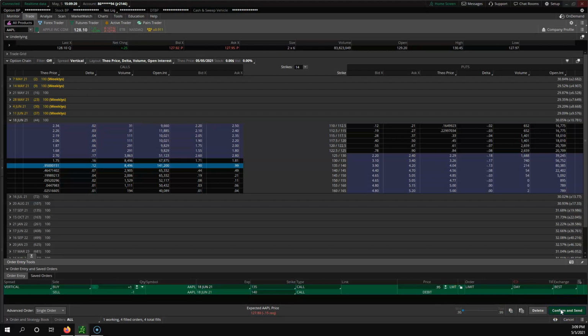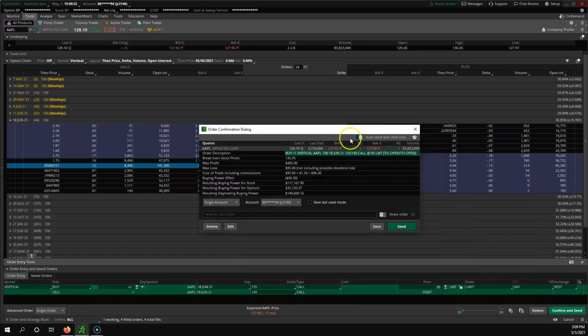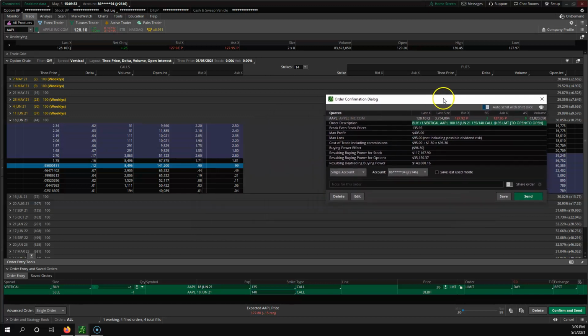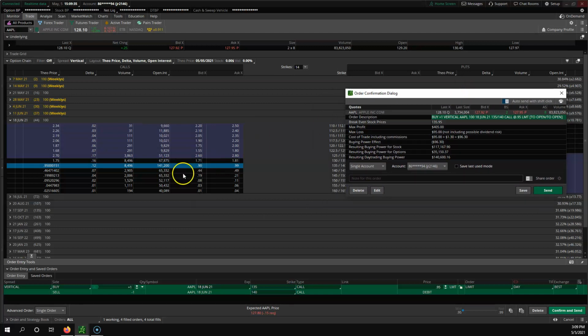So we're going to click on confirm and send one time, and let's take a look to see what this is, right? We're going to buy one vertical call. Our break even is 135.95. Why is it 135.95? Well, if we're buying the 135 and whatever our debit is, so we're going to pay 95 cents, well, that is added on to the lower call that we're going to buy, right?